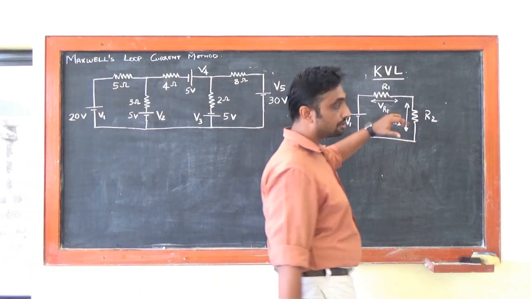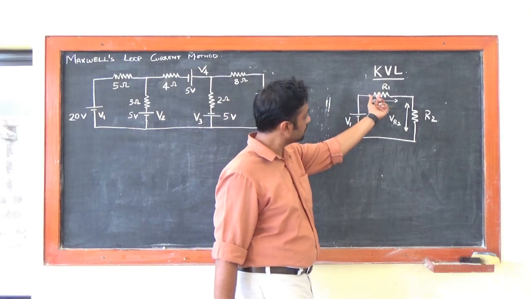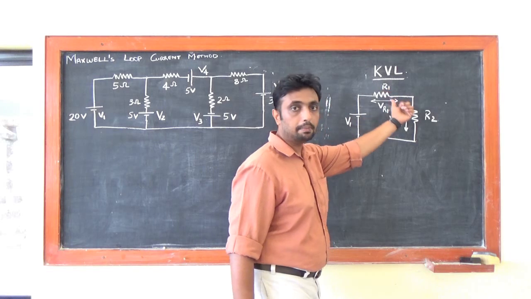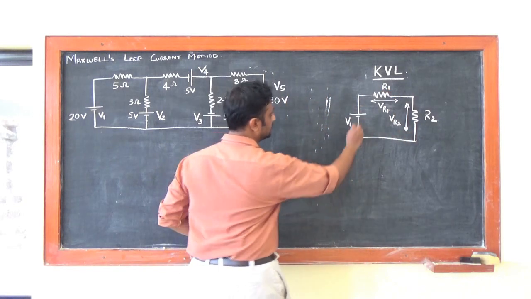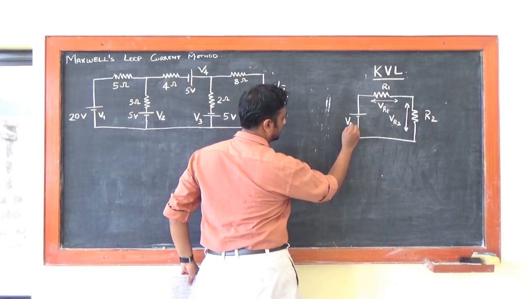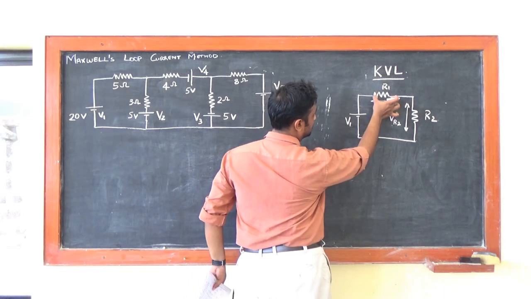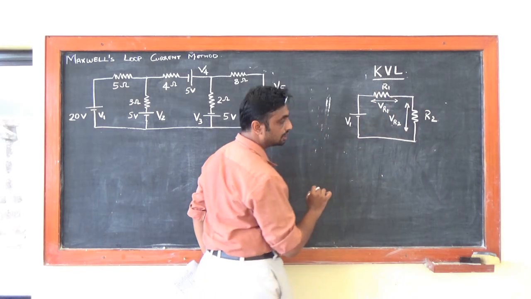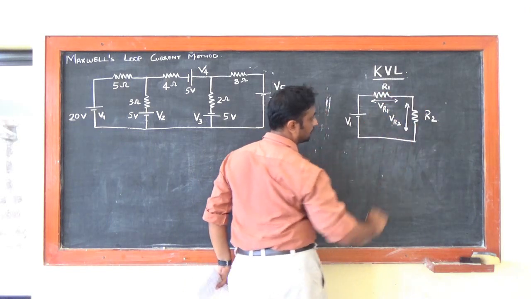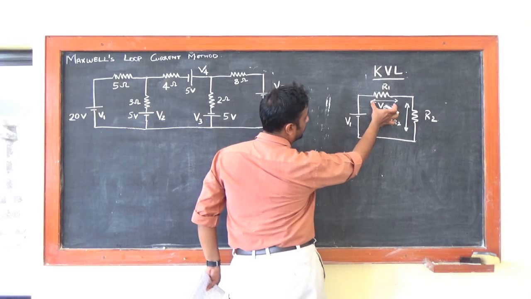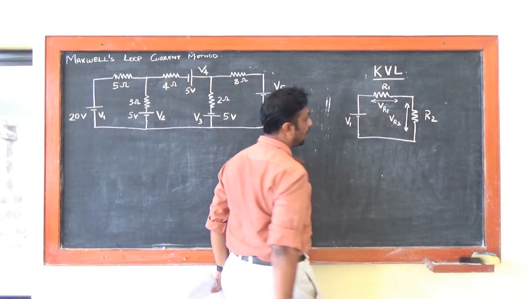Now KVL is Kirchhoff's voltage law. KVL states that the sum of voltage sources is equal to the sum of voltage drops in that particular loop. So if I'm using KVL here for this particular loop, I can derive it as V1 is my voltage source, R1 is the resistor in this loop, R2 is the resistor in this loop. So we have a voltage drop across R1 and a voltage drop across R2. VR1 is the voltage drop across R1 and VR2 is the voltage drop across R2.